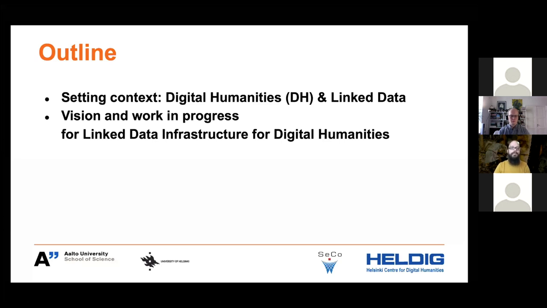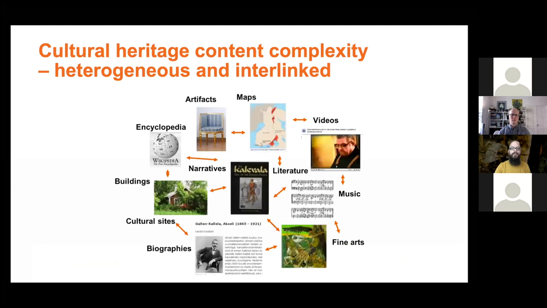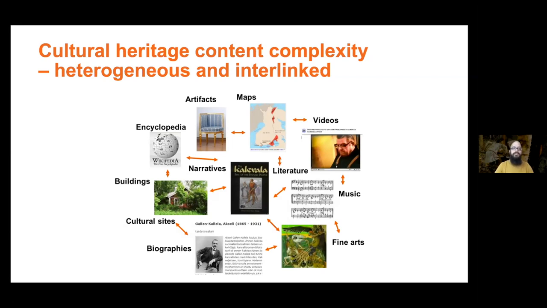So how are we actually building this kind of linked data infrastructure, and how do we see what is needed there? In digital humanities, by definition, the research is quite data-driven by nature. So it means that the research needs data, of course. And in humanities, quite many research is based on data coming from different cultural heritage sources.